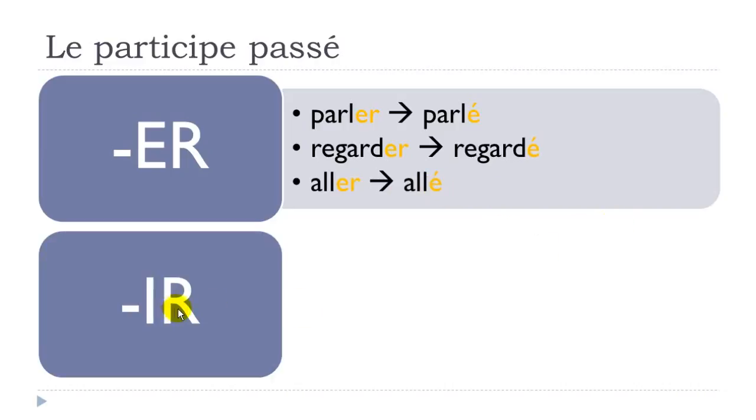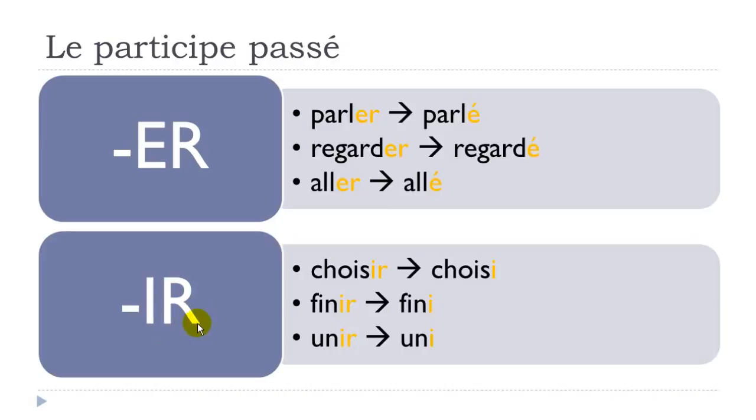Second group of verbs, not all the IR verbs, we'll see that a bit later, but most of them, and it's quite easy as well because you will have to take this IR away and just replace it with I.